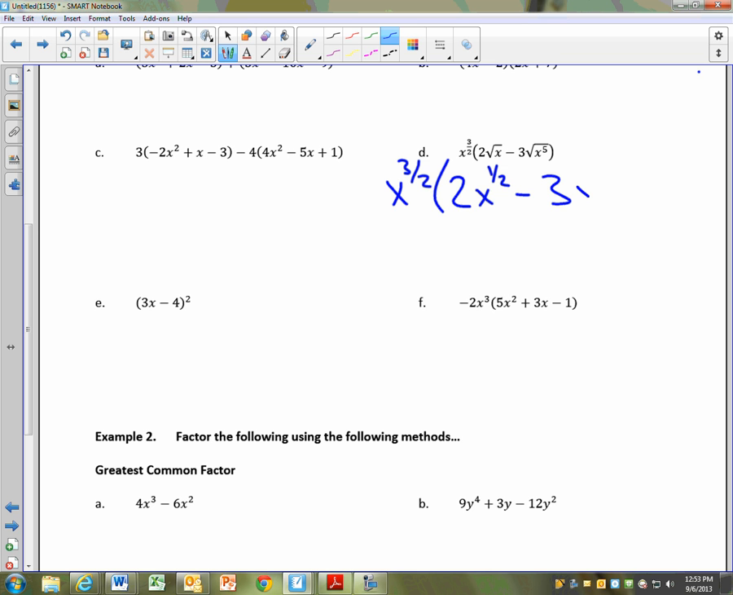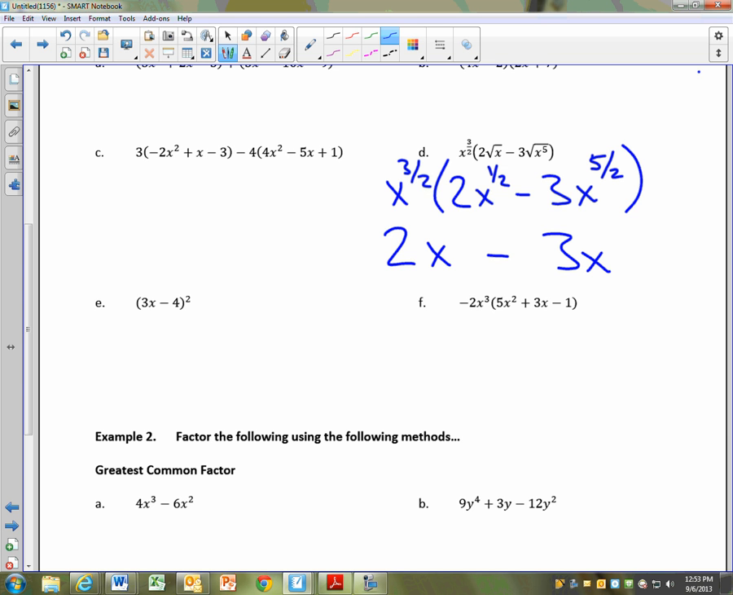Good. Lots of you got that. 3x to the 5 halves. Very good. So you saw that the index is 2. I'm taking the square root, second root, and so that goes in the denominator. So now that you've rewritten it, now treat it just like your other problems. Let's distribute through. You're going to have 2x to the something minus 3x to the something.